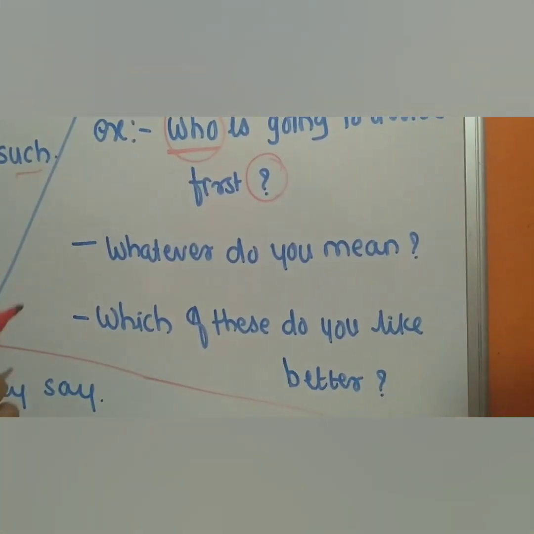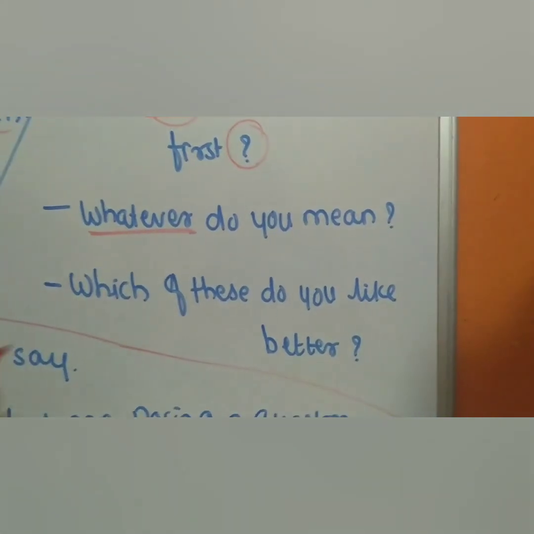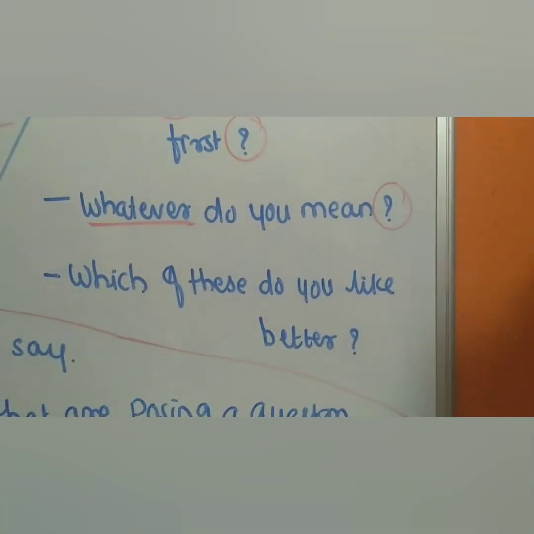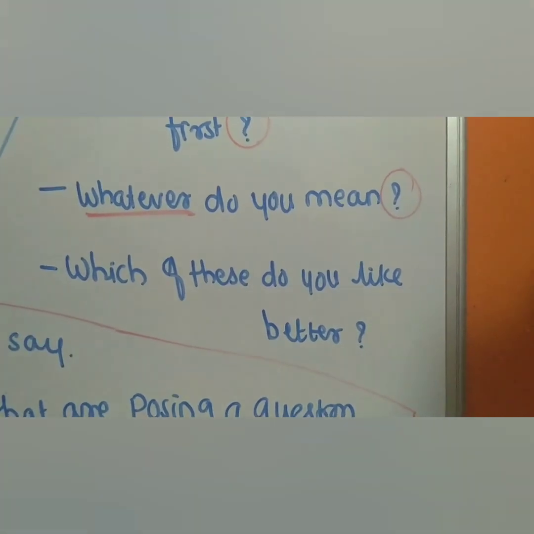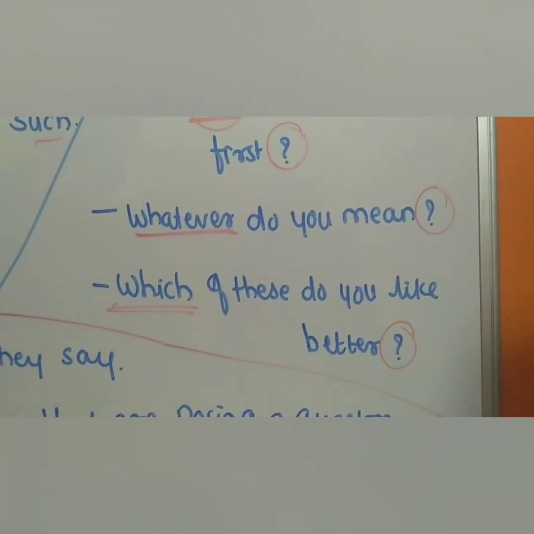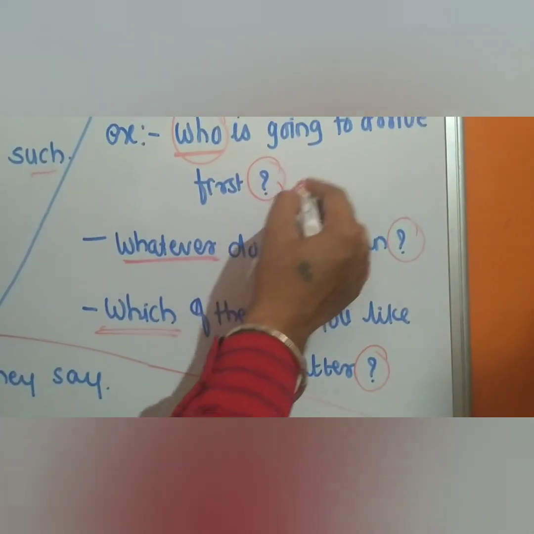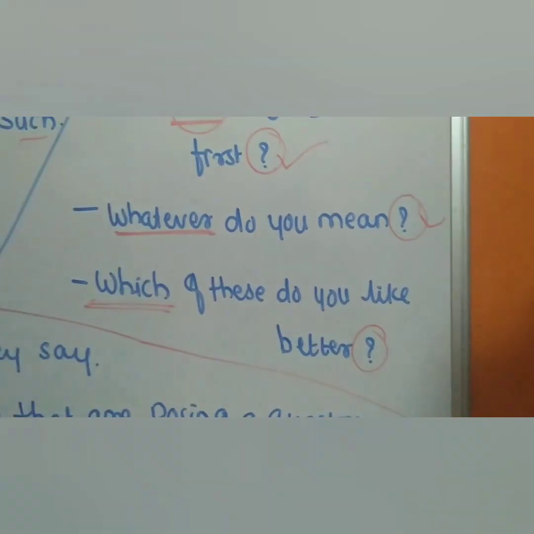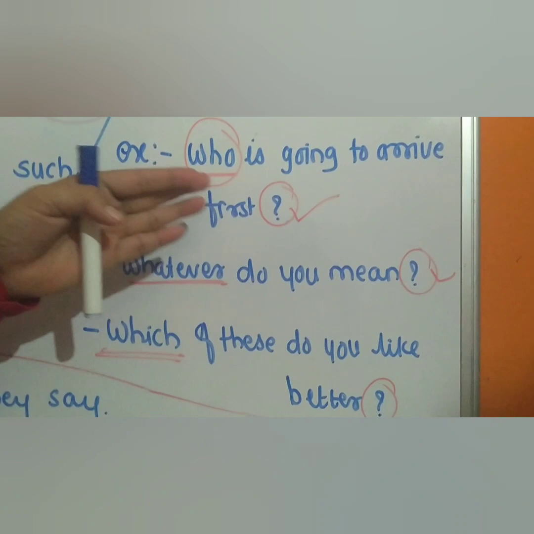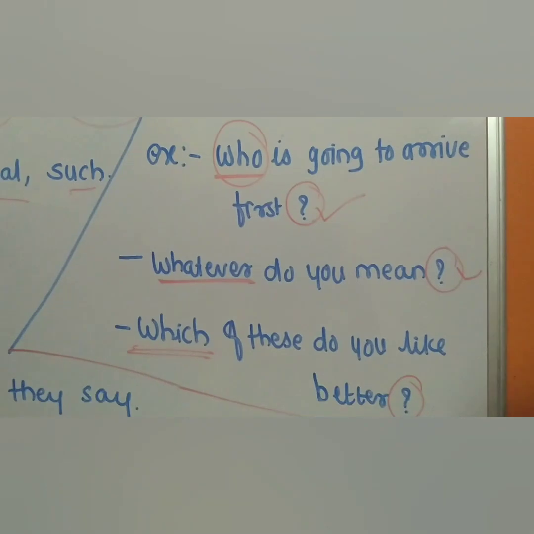Now the second one is: whatever do you mean? So whatever indicates the interrogative pronoun. Then give the question mark sign or symbol. Which of these do you like better? So which indicates the interrogative pronoun, and it is necessary to give the question mark at the end. Without question marks there is no proper sentence. That's why give the proper question marks when the sentence starts with an interrogative pronoun.